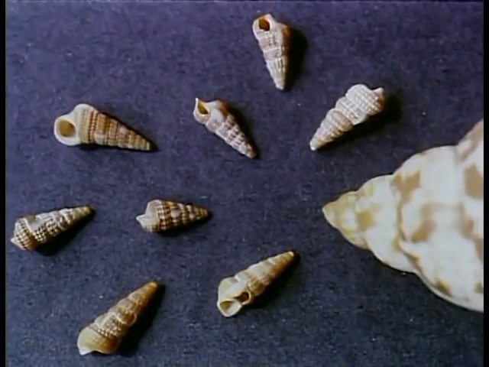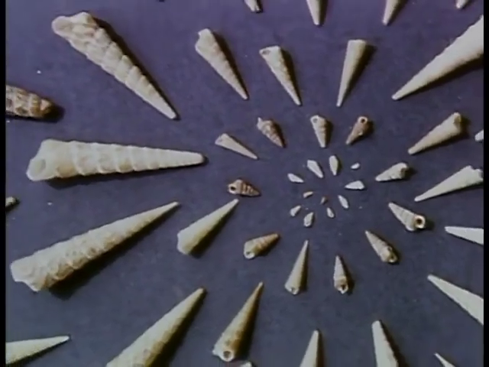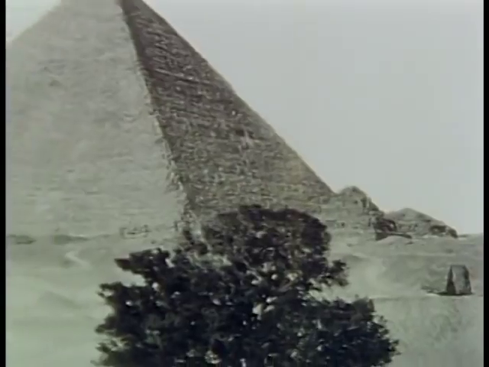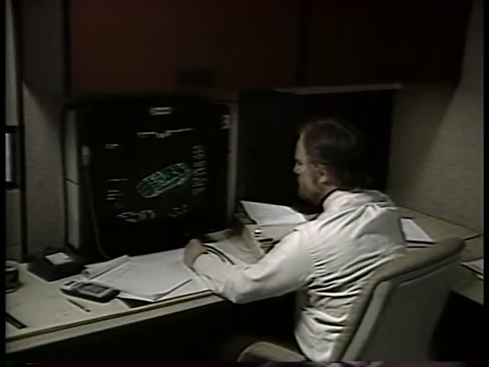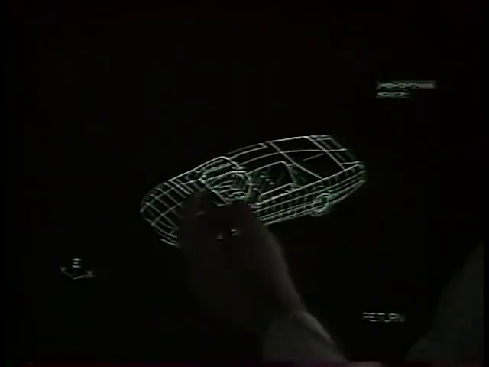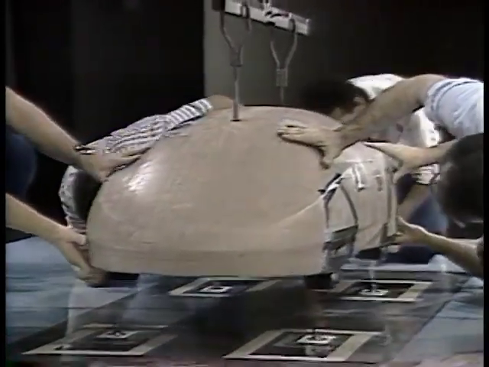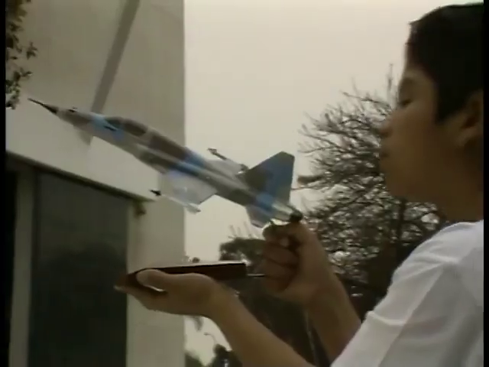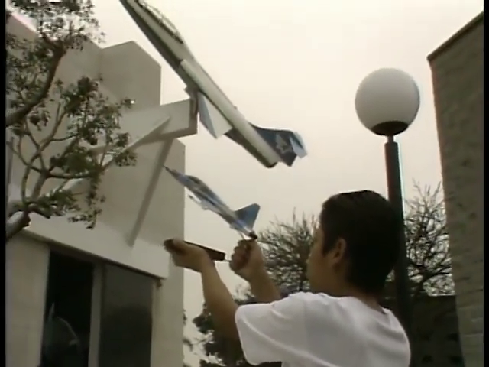For example, families of seashells come in different sizes, but have very nearly the same shape. The little pyramid on the right is dwarfed by the giant pyramid of Cheops, but it has the same shape. When they design new automobiles, engineers build scale models to check airflow and measure wind resistance. And some people are fascinated by model airplanes. They're used as toys and as collector's items.